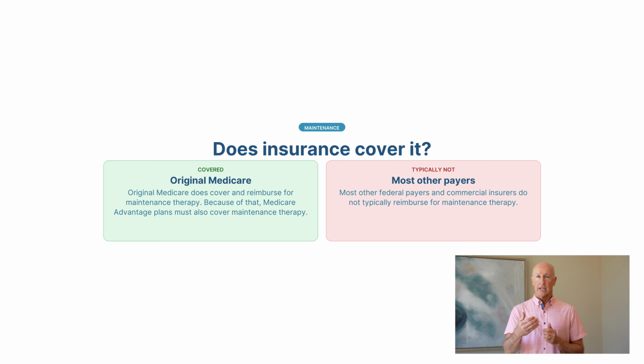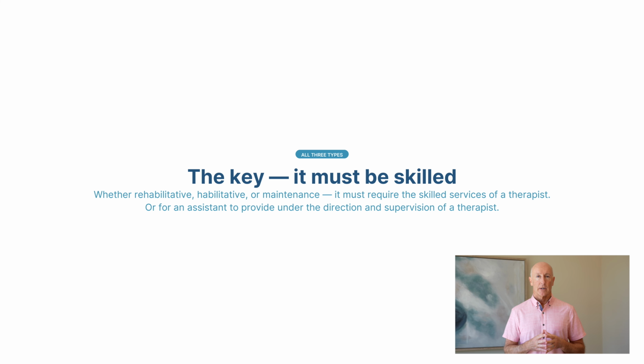Now, original Medicare does reimburse for maintenance therapy. Because original Medicare covers maintenance therapy, Medicare Advantage plans must also cover maintenance therapy. However, most other federal payers and commercial insurers do not knowingly reimburse for maintenance therapy. The key is that whether you're doing rehabilitative, habilitative, or maintenance, it must require the unique skills of a therapist to provide, or for an assistant to provide under the direction and supervision of a therapist.